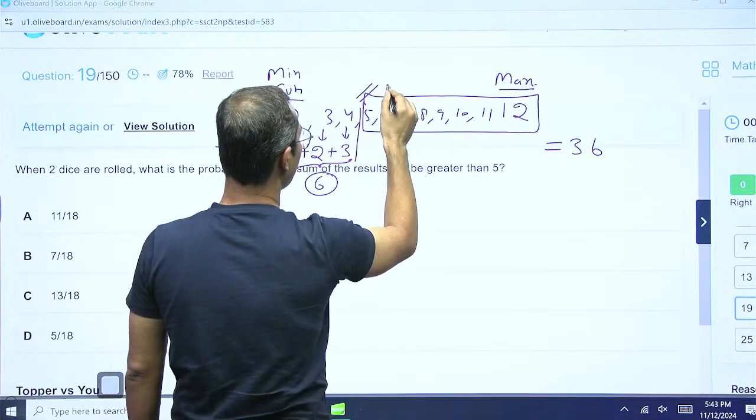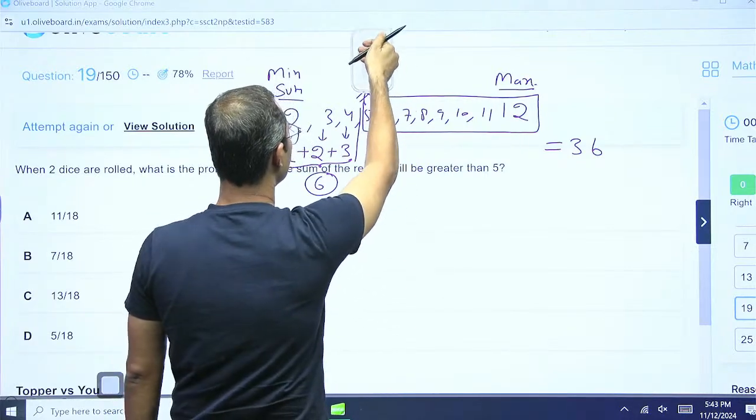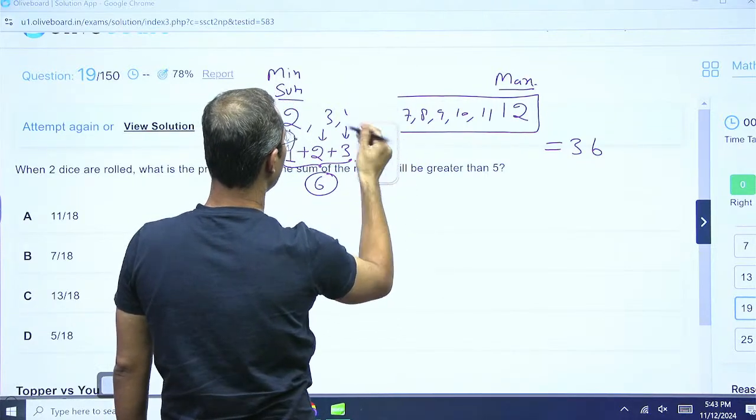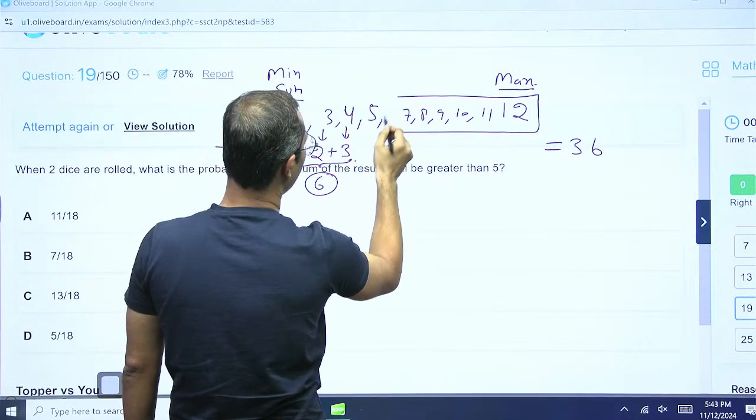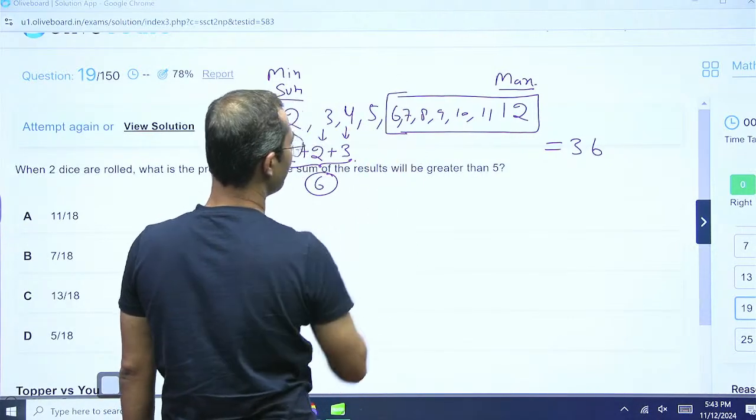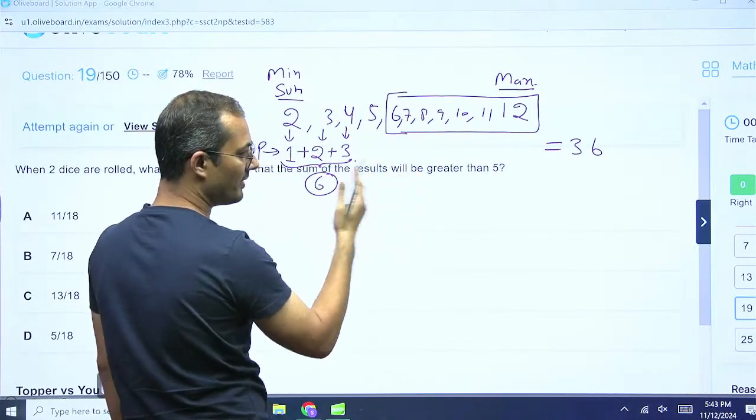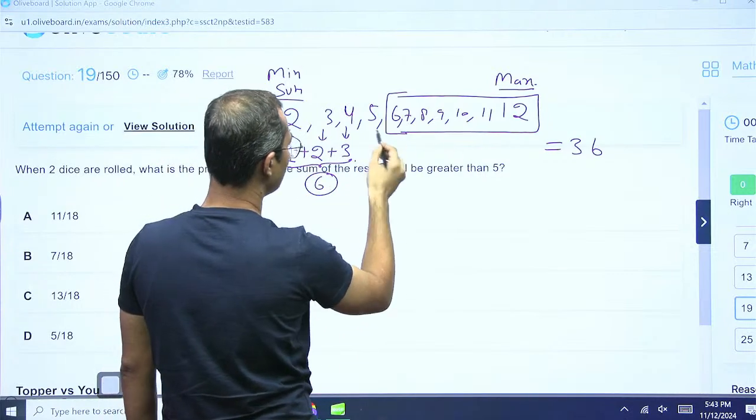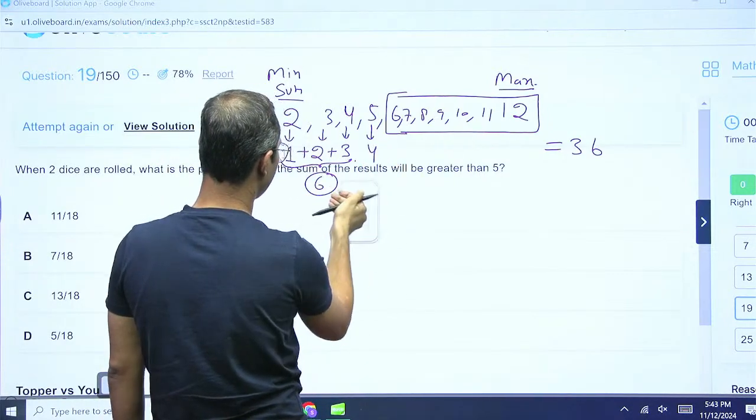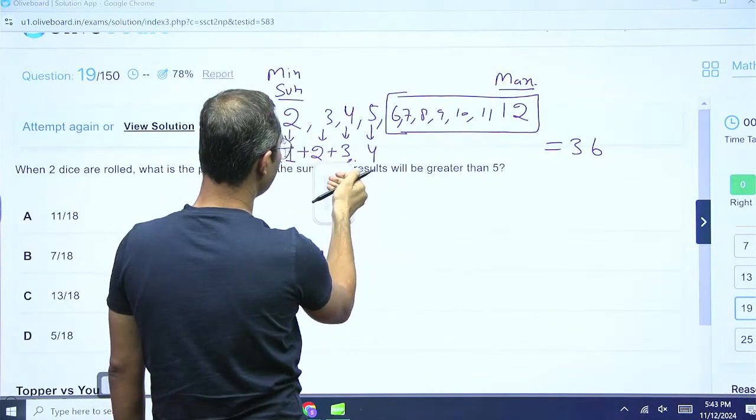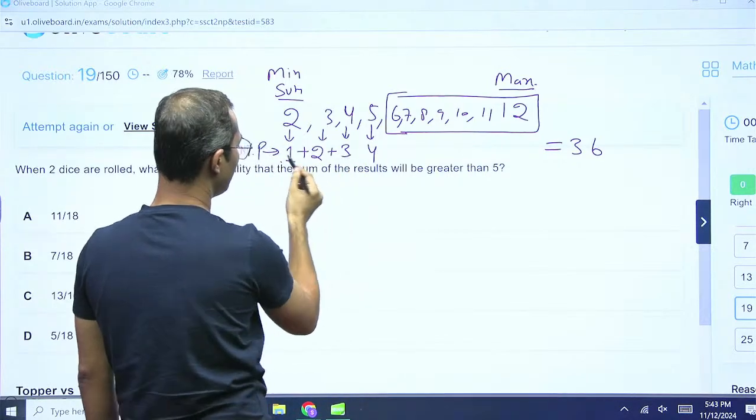Must be greater than 5. It means we have to take 5 also. See, 4, 5 and 6 must be greater than 5. It means must not be less than 5, right? So for this 5, if the sum is 2, the number of pairs is 1.